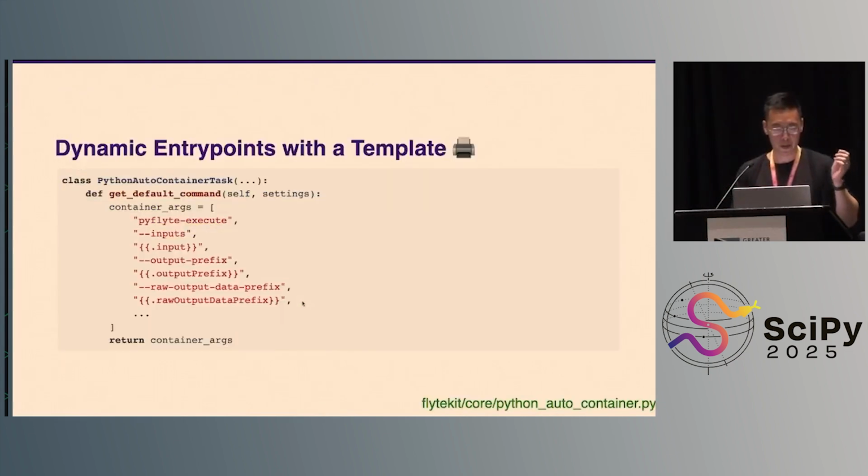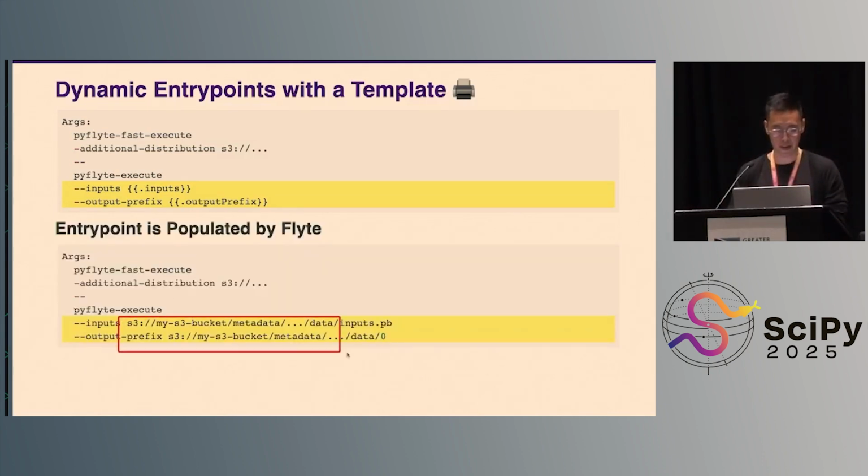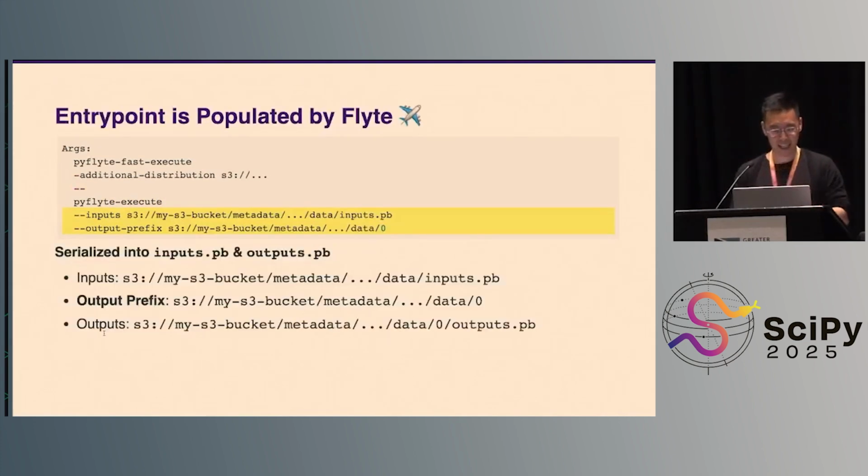So when these templates are stored, they are placed into the entry point. In this case, there's an .inputs and .output prefix, and these are templates that the backend would put the prefix into. For example, here, it's just an S3 prefix. Notice that there's inputs and then an outputs prefix. Inputs is just the input to your function. It gets serialized into a protobuf.